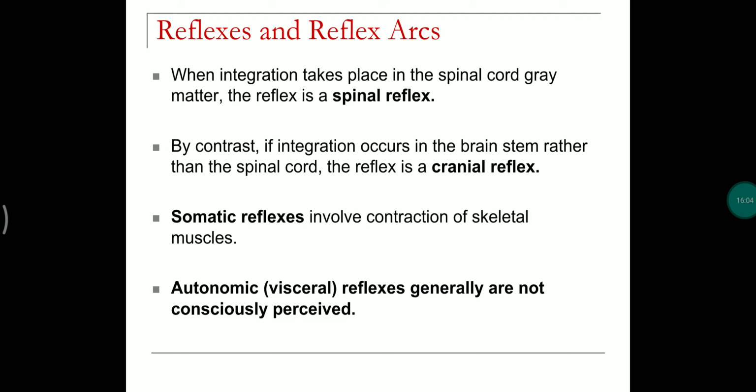And there are some reflexes which arise from the brain. We call them cranial reflexes. Somatic reflexes involve contraction of skeletal muscles, whereas autonomic reflexes are generally involuntary, like increase of heart rate, movement of intestines, increase in respiration, etc.